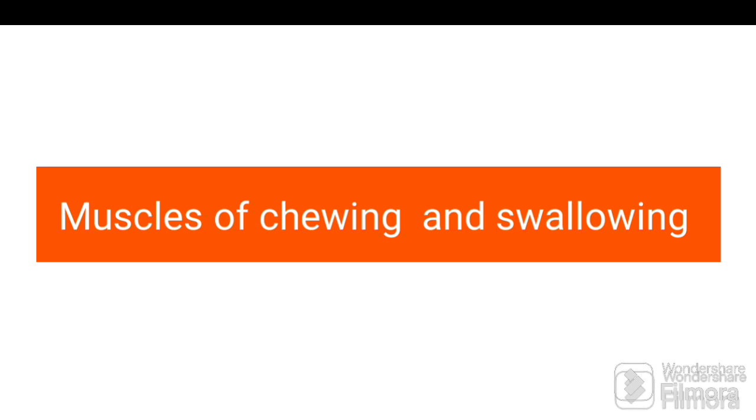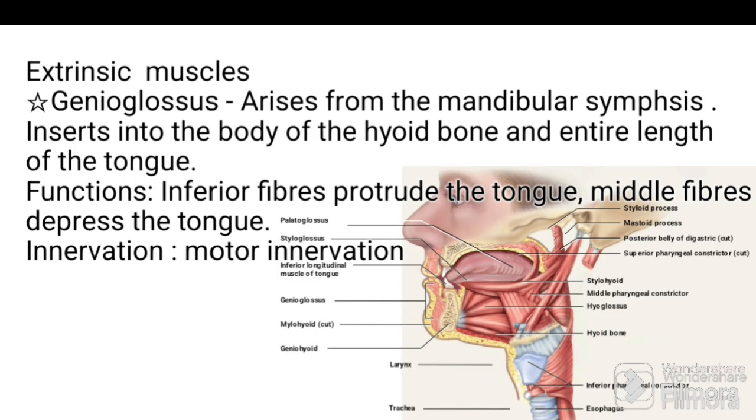Muscles of chewing and swallowing. Two types of muscles here: we have extrinsic muscles and intrinsic muscles. Now let's start with extrinsic. Genioglossus arises from the mandibular symphysis and inserts into the body of the hyoid bone and the entire length of the tongue. Its inferior fibers protrude the tongue.